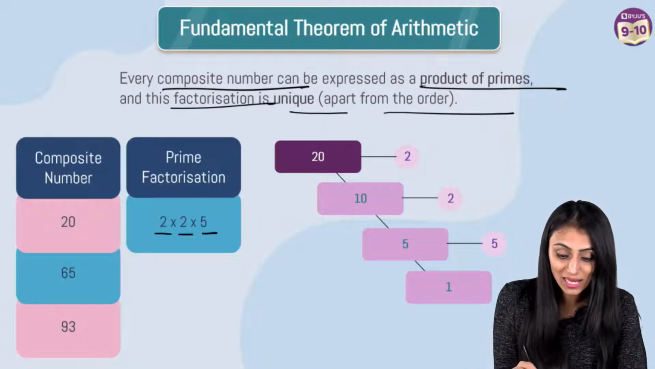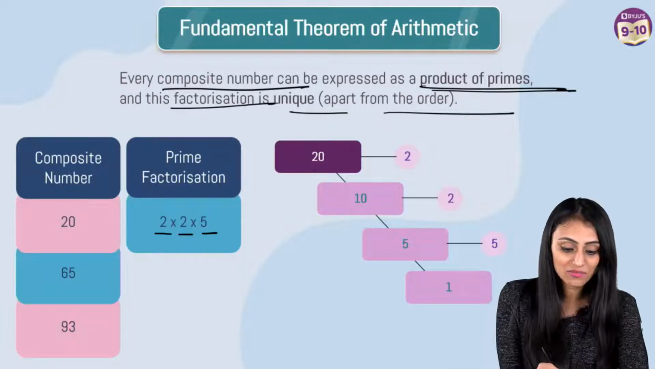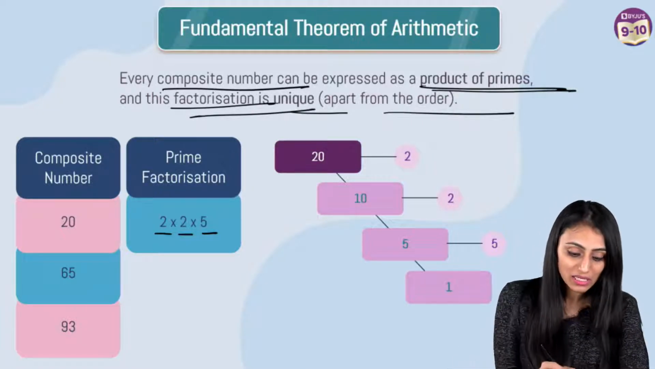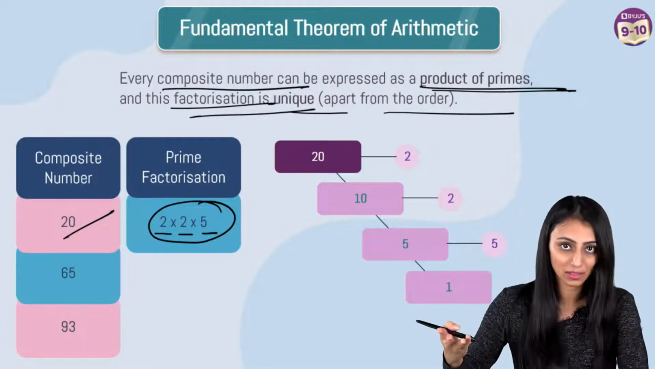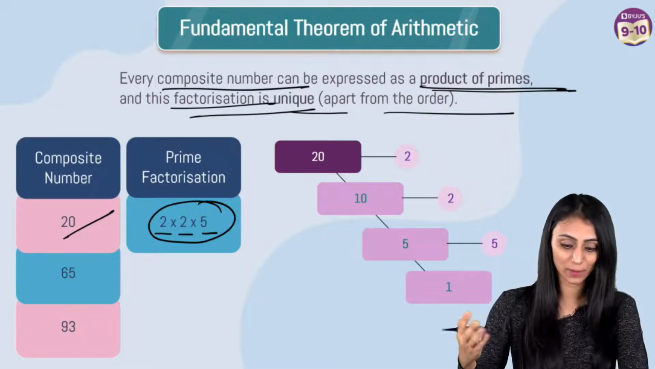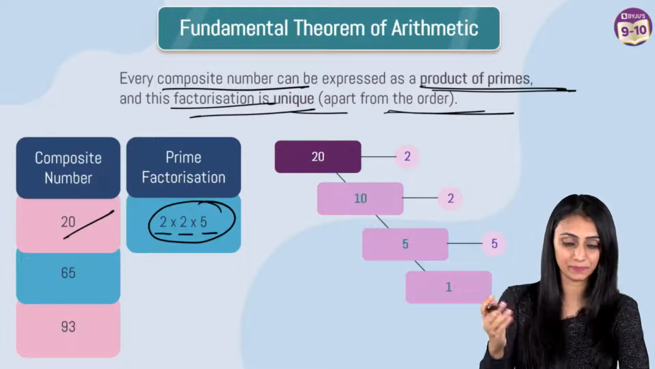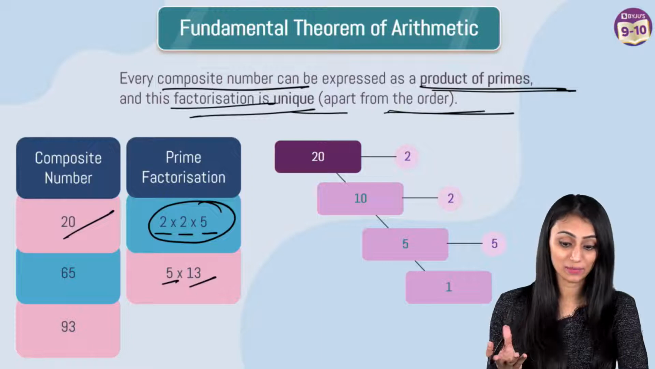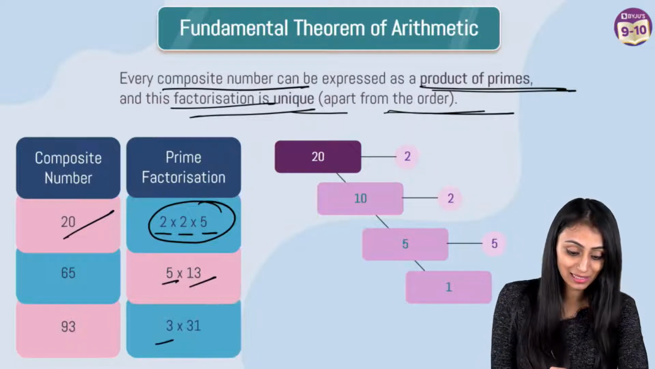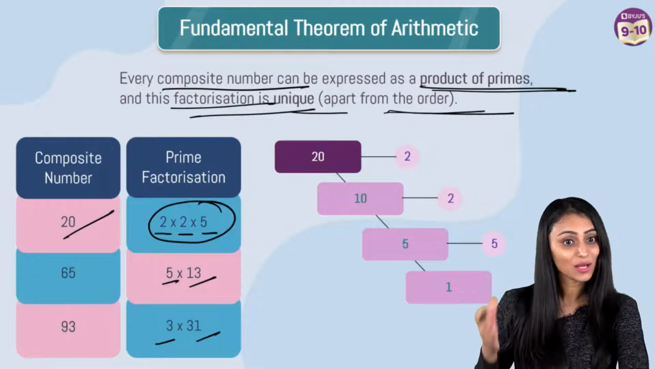So they can be expressed as a product of primes, and this factorization is going to be unique because if I multiply these numbers, I'm going to get 20. I will not get any other number. That's why this factorization is unique, apart from the order, which doesn't matter. 65 is 5 times 13, both are primes. It can be written as a product of primes. 93 is 3 times 31, both are primes.